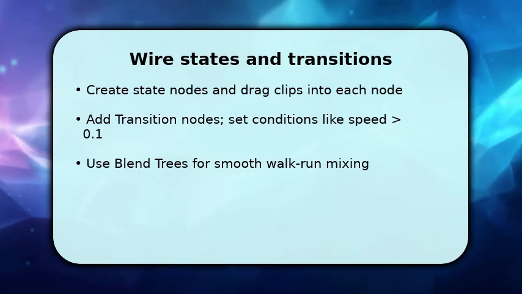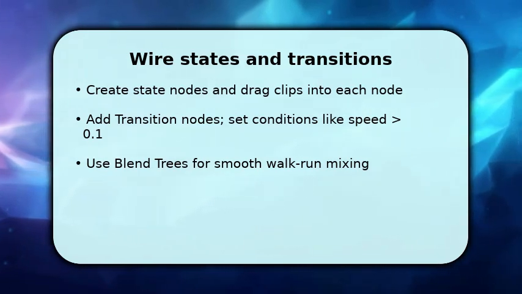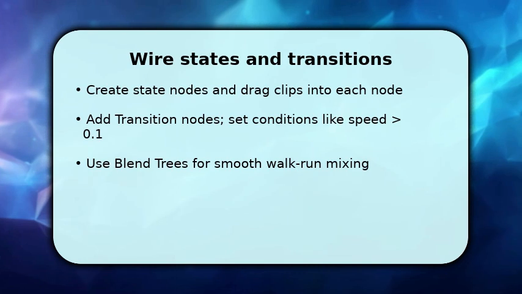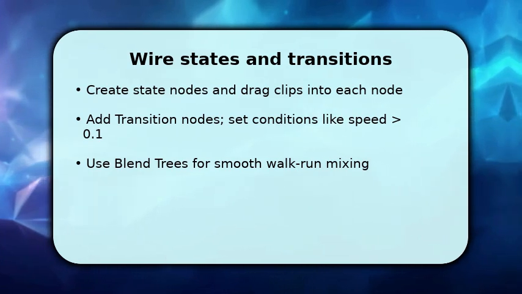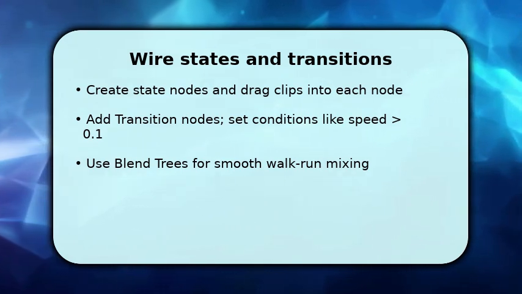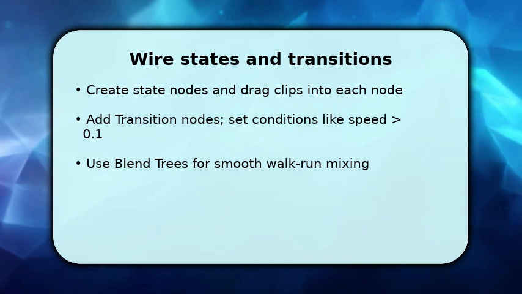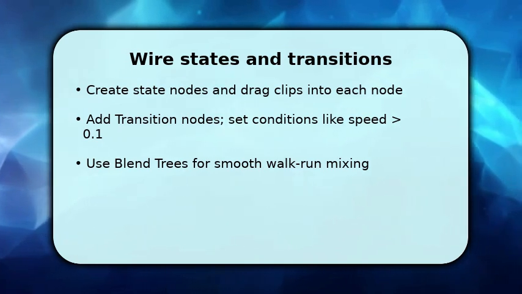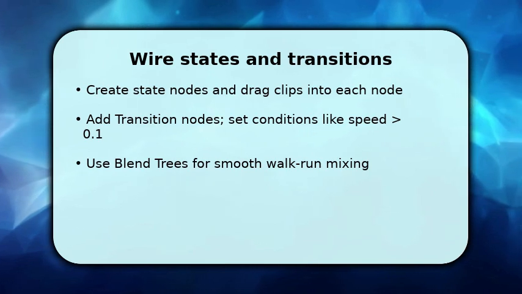Now you wire the state machine. Create nodes for each clip and drop the corresponding animation into them so the controller knows which clip plays where. Next, add transition nodes and assign conditions. For example, set speed greater than 0.1 to exit idle into walk, because conditions drive automatic switching.